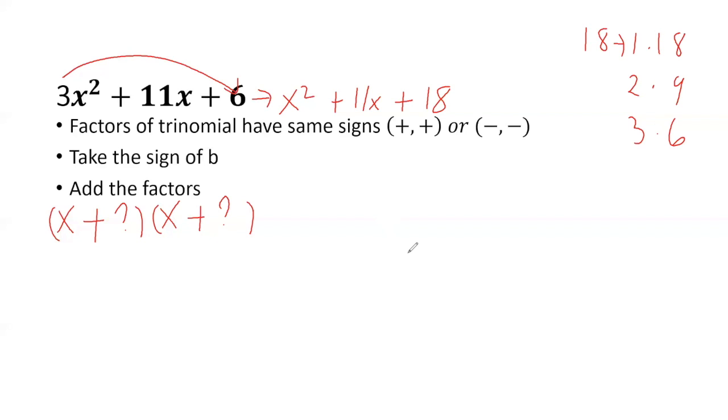So I add these factors, I get 19, I get 11, and I get 9. So the numbers that add up to get B are this number, okay, 2 and 9. So that means I will use 2 and 9 as my factors. So I will replace the question marks with 2 and 9.